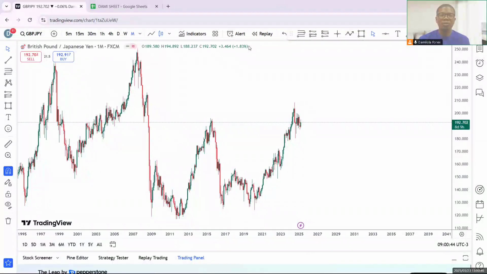We are going to begin from the monthly time frame as usual, okay? And on the monthly time frame, we are going to be talking about a recent update that we discovered on GBP JPY due to its recent movement, right?